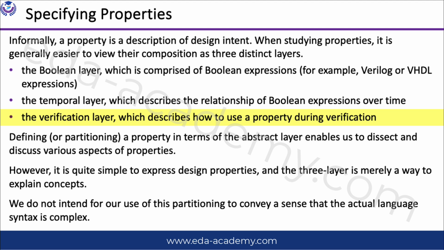The third is the verification layer, which describes how to use a property during verification. While a property's Boolean and temporal layers describe general behavior, they do not state how the property should be used during verification. Thus, it is the third layer of a property, the verification layer, that states how the property is to be used.